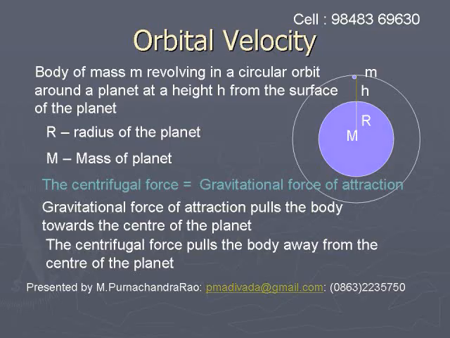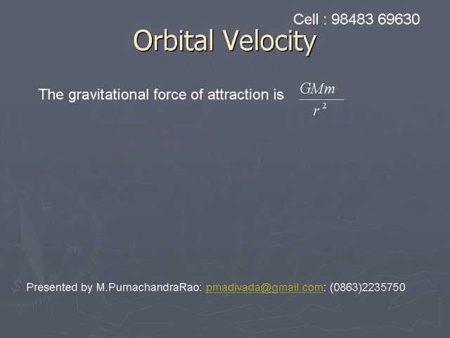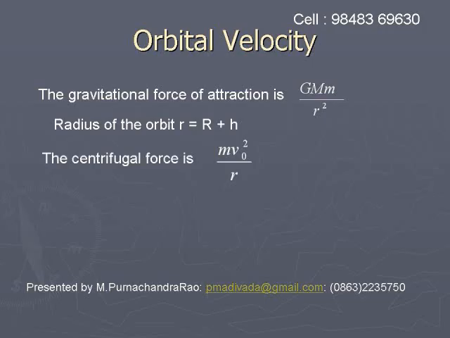So, the condition required for circular orbit is centrifugal force is equal to gravitational force of attraction. We know that the gravitational force of attraction is given by G M m divided by r square, where r is the radius of the orbit. The radius of the orbit small r is equal to capital R plus h, where capital R is the radius of the planet and small h is the height of the orbit from the surface of the planet.